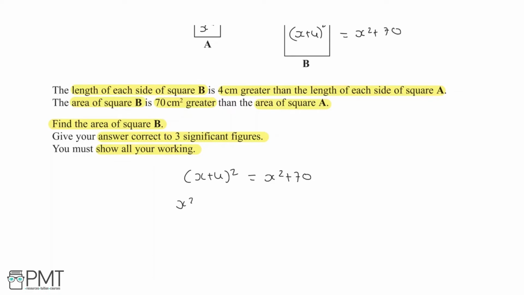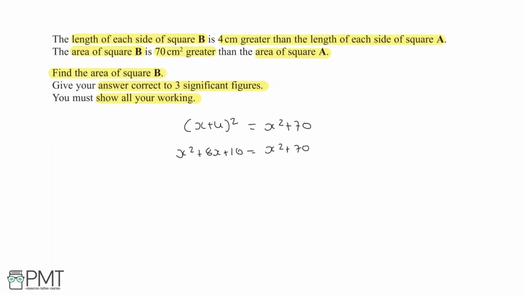We have x squared plus 8x plus 16 equals x squared plus 70. We can cancel the x squared on both sides, so we are left with 8x plus 16 equals 70. 8x equals 70 minus 16. 70 minus 16 is 54, so 8x equals 54, and therefore x equals 54 over 8.